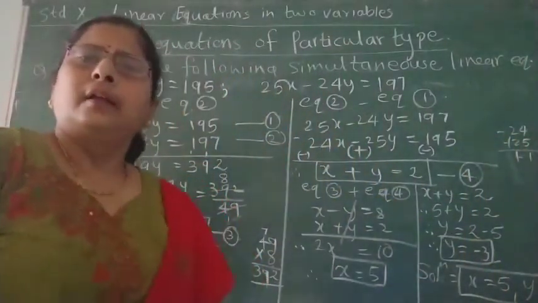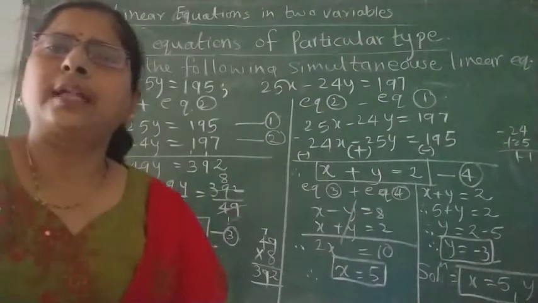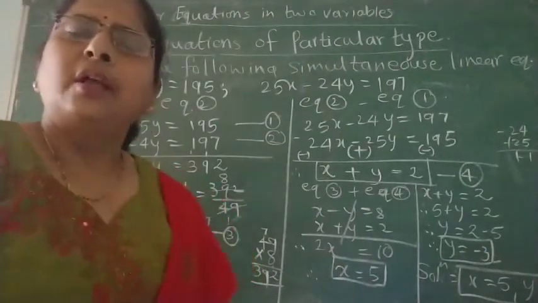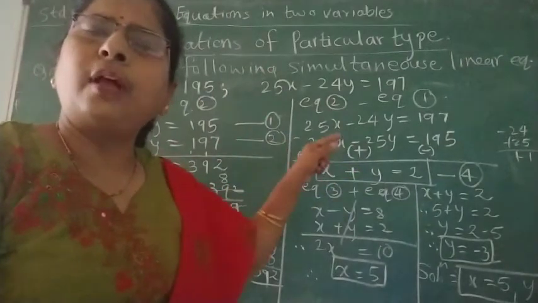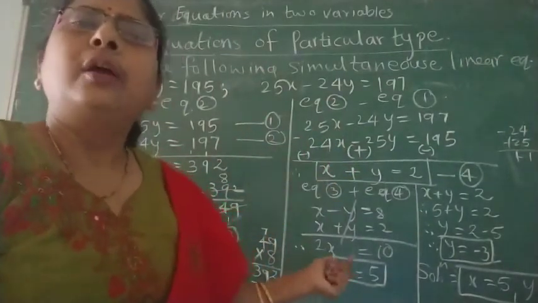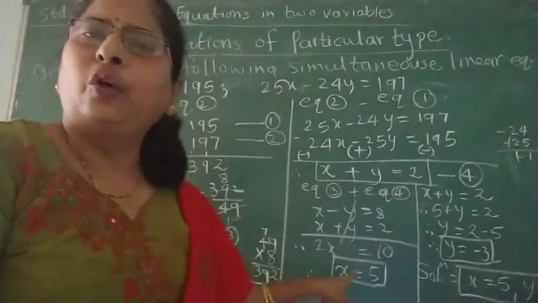So we have learned this particular type of solving equations. Once by addition, once by subtraction, we get equations 3 and 4, and we have to add these two equations to get the values of the variables.